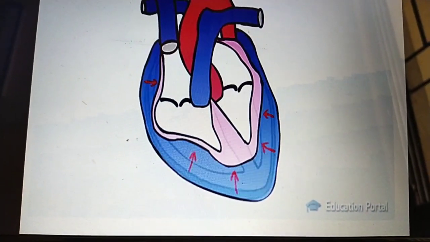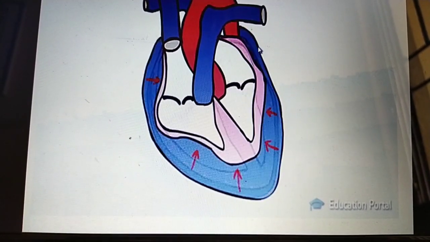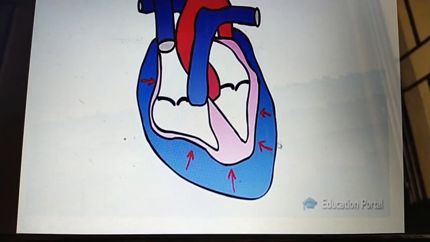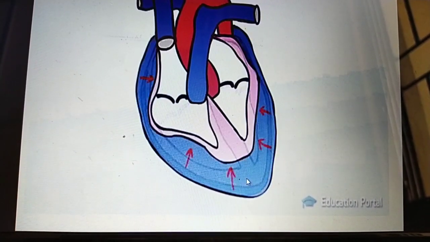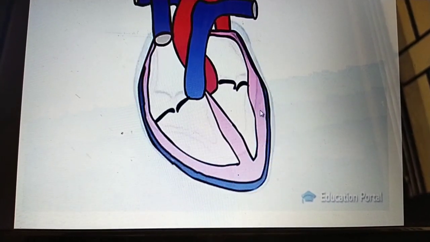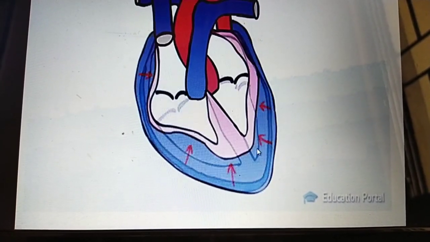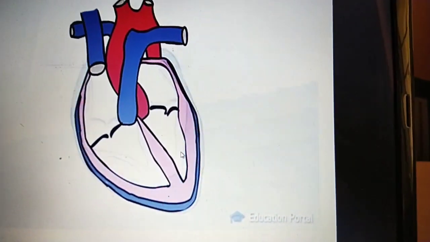Okay, this is fixed. This is the pericardium. This outermost layer is fixed, and this is the epicardium. This is moving, and this space is called the pericardial space or pericardial cavity. Okay, we can go to the next slide.